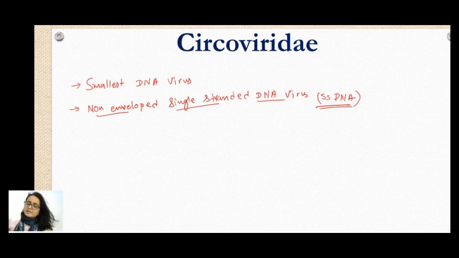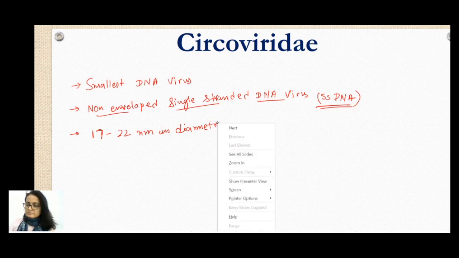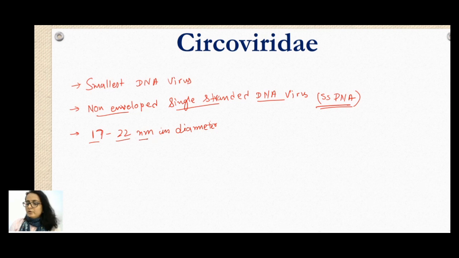The size of the Circovirus is 17 to 22 nanometers in diameter. So this is the smallest DNA virus.